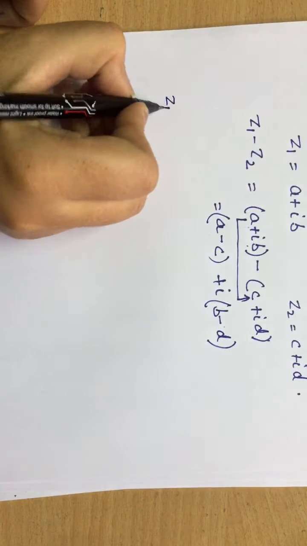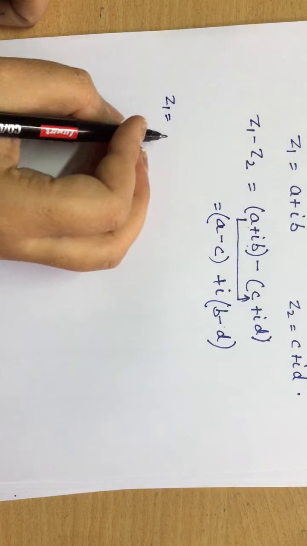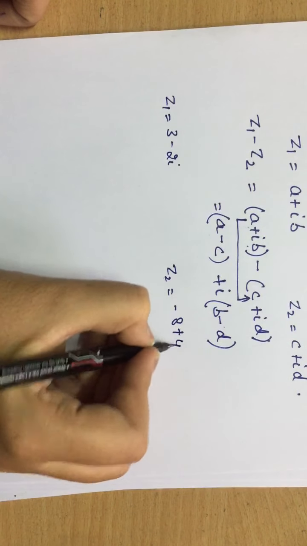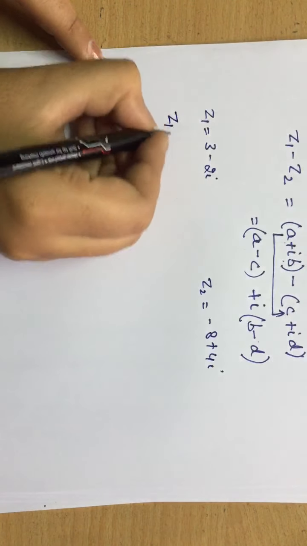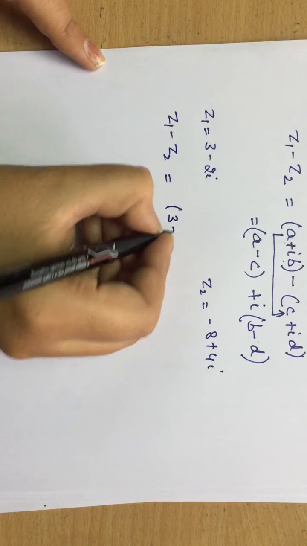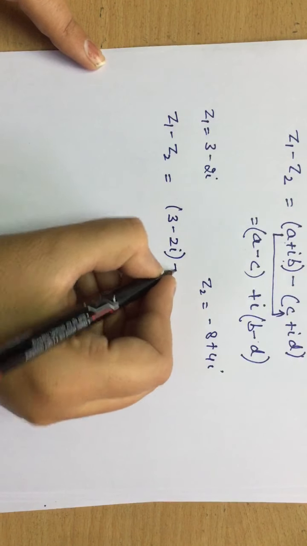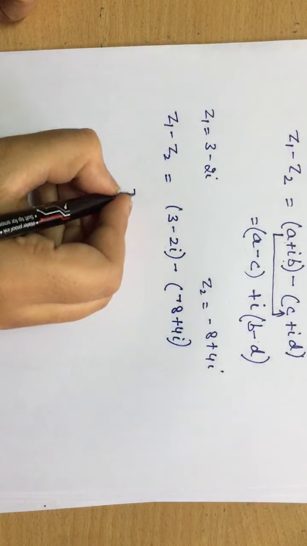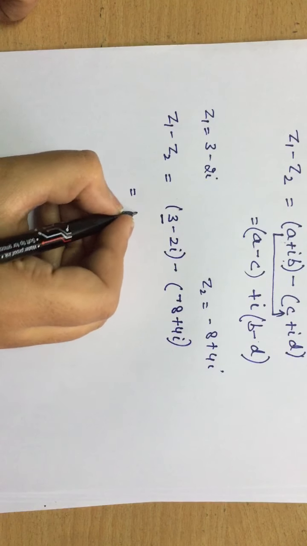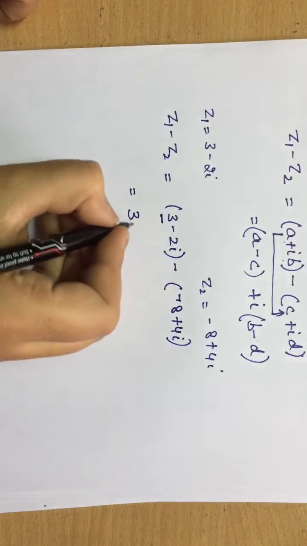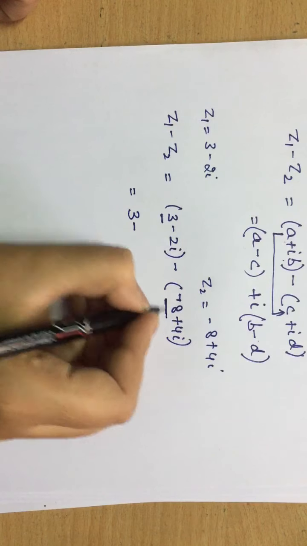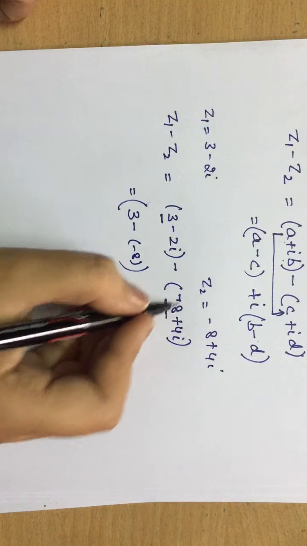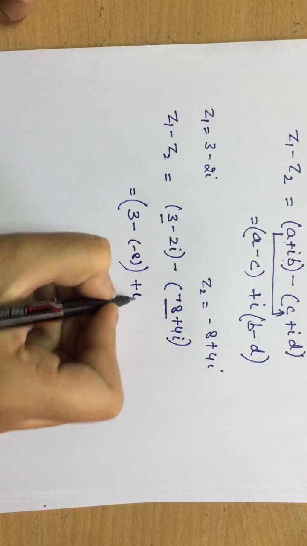Let's take one example for subtraction. I am taking z1 equal to 3 minus 2 iota, z2 equal to minus 8 plus 4 iota. So z1 minus z2 equal to, first write the value of z1, then the sign and value of z2. So for real part of z1, first of all 3, then negative sign, and real part of z2, that is minus 8. Don't forget to take this sign negative. Then plus iota.